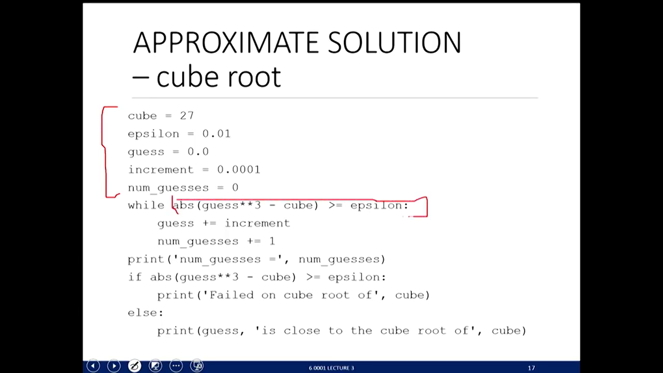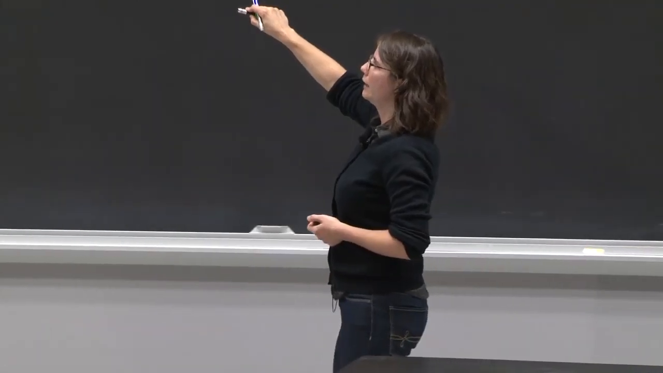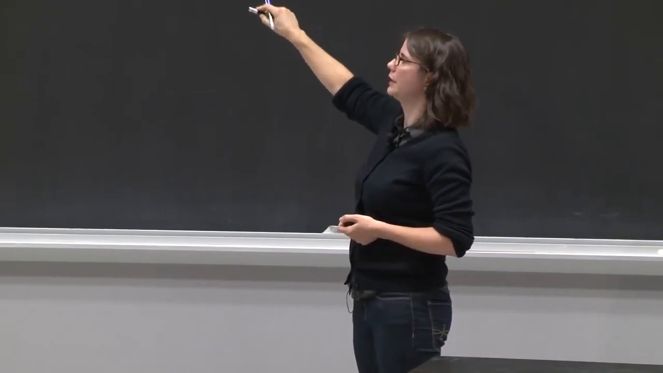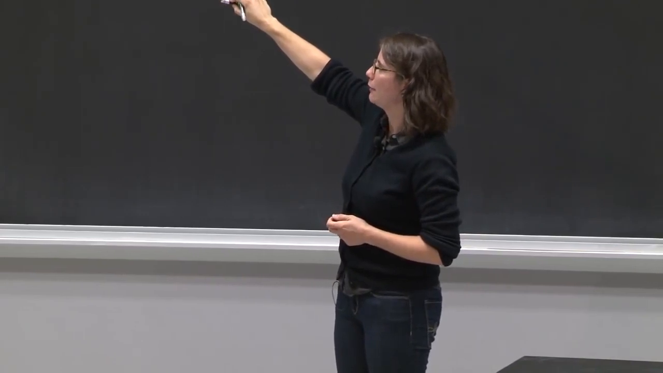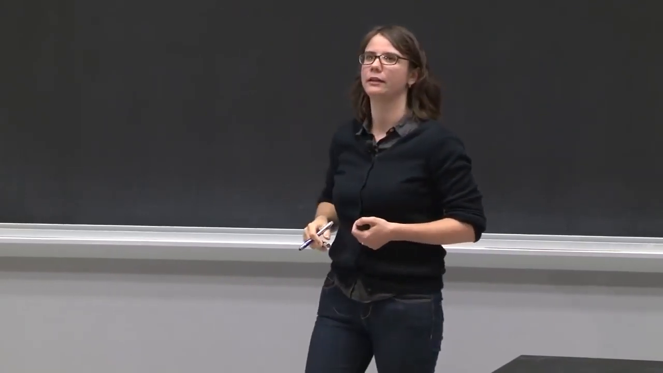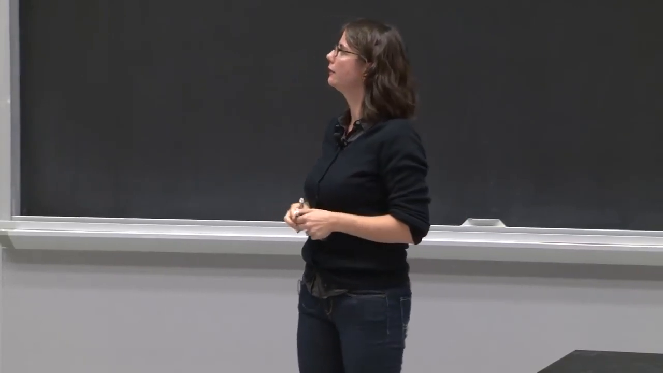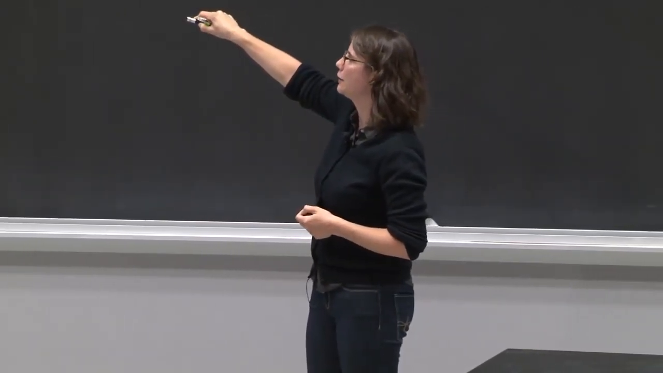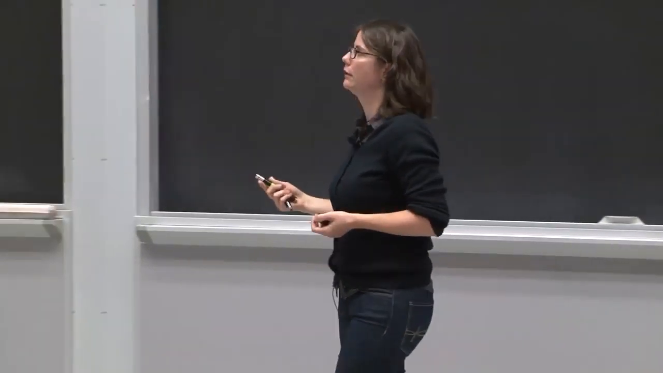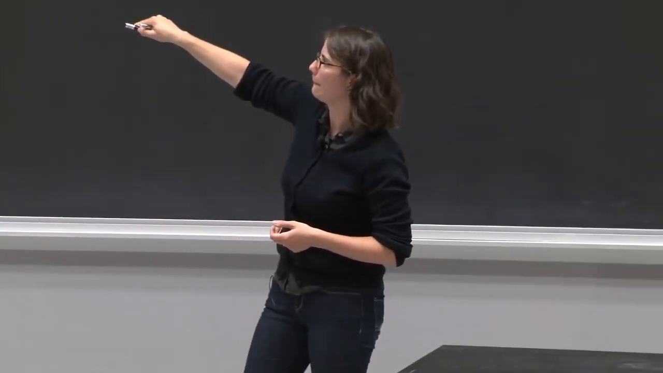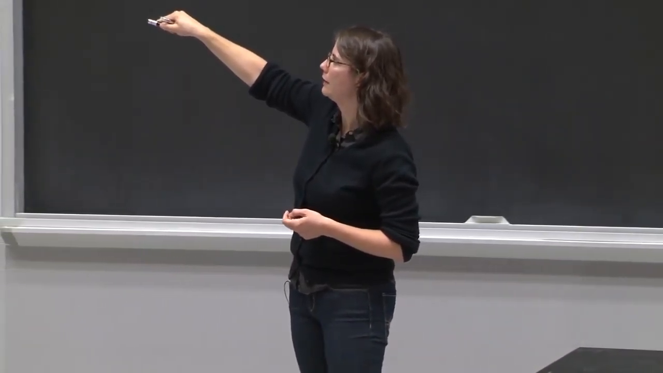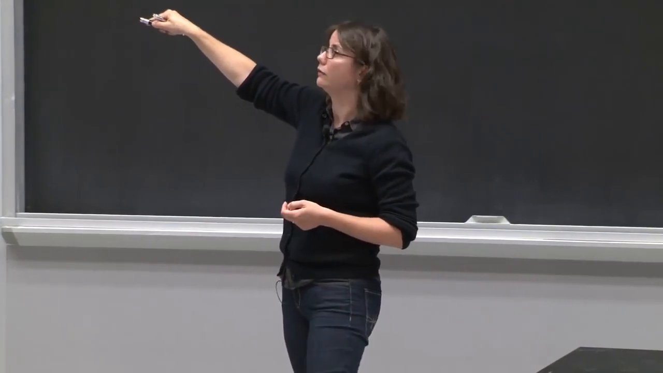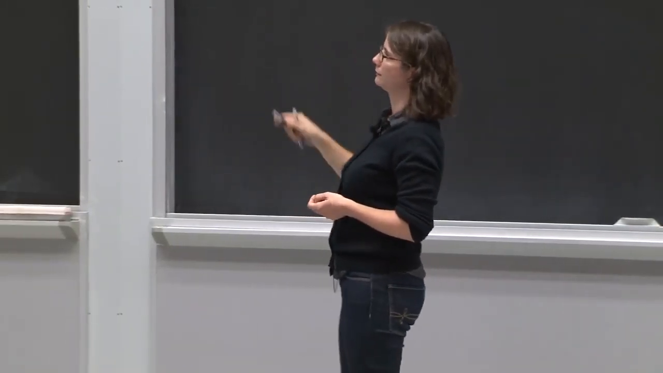This part is similar to the guess and check from before. We're going to take the guess to the power of 3 minus the cube. That's how far away we are from the actual answer. And if that's not good enough, so if we're still greater than or equal to the epsilon, then keep guessing. So we're going to be stuck in this loop where we keep guessing values until we've reached a guess that's good enough, until we're less than epsilon.